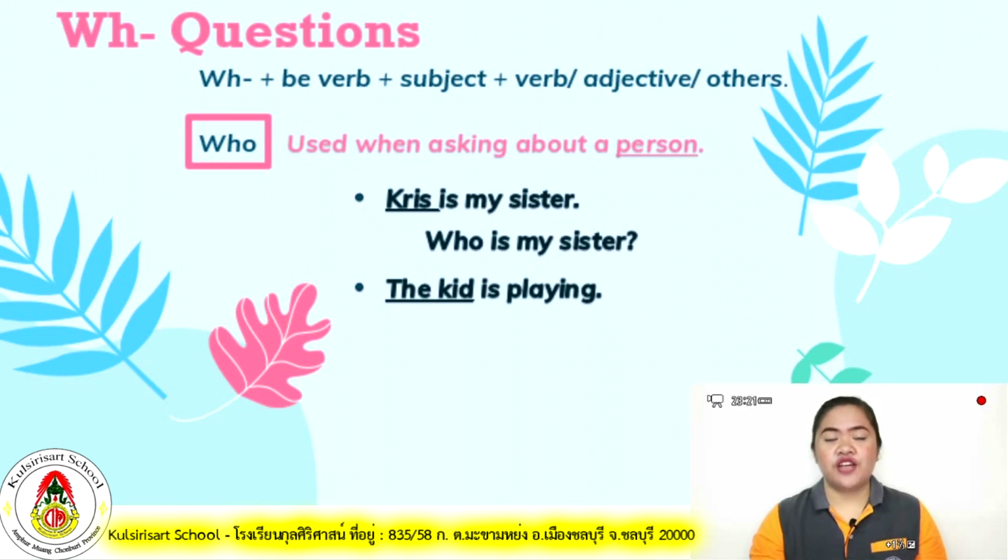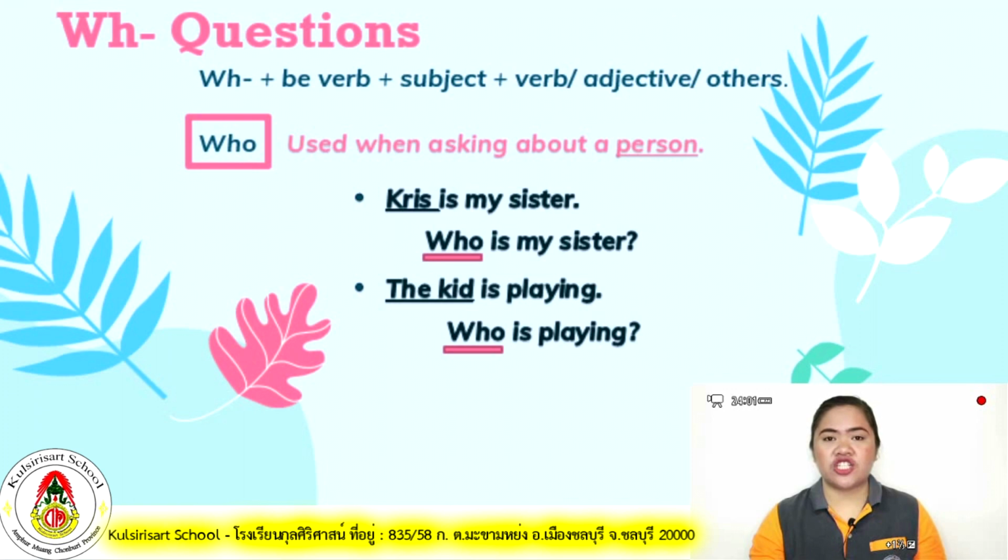Okay, very good. So now we have, the kid is playing. It will become, who is playing? And the answer for that is, the kid is playing. As you can see, unlike a yes or no question, a WH question is answerable by a specific answer. It's not answerable by yes or no. Very good. So next, we'll have another WH word.